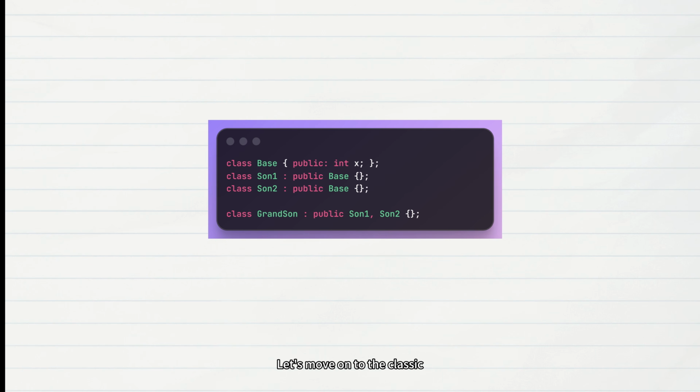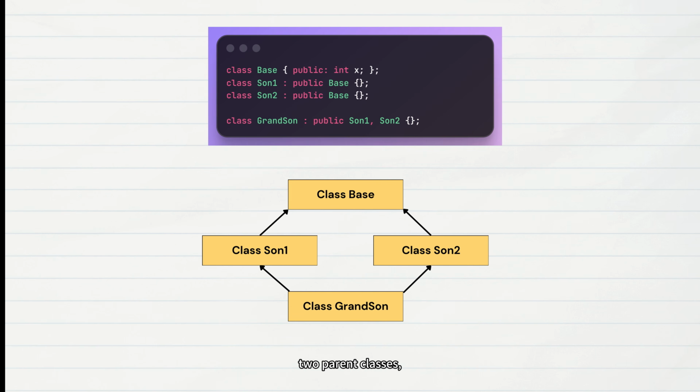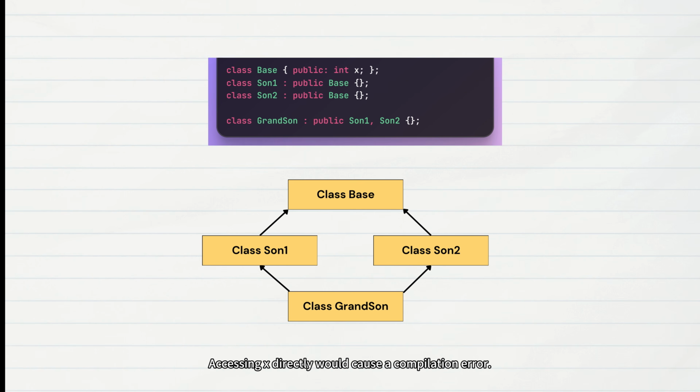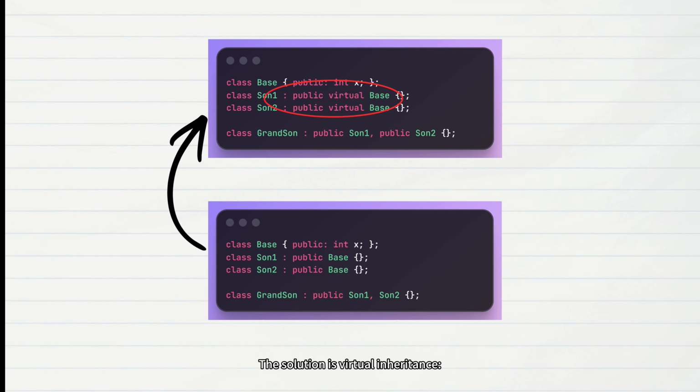Let's move on to the classic diamond inheritance problem. This involves a grandparent class, base, 2 parent classes, son1, son2, inheriting from the grandparent, and a grandchild class, grandson, inheriting from both parent classes. In this scenario, the grandson object would contain 2 copies of base S member X. Accessing X directly would cause a compilation error. This is the ambiguity problem. The solution is virtual inheritance, changing son1 and son2 to inherit as virtual public base.